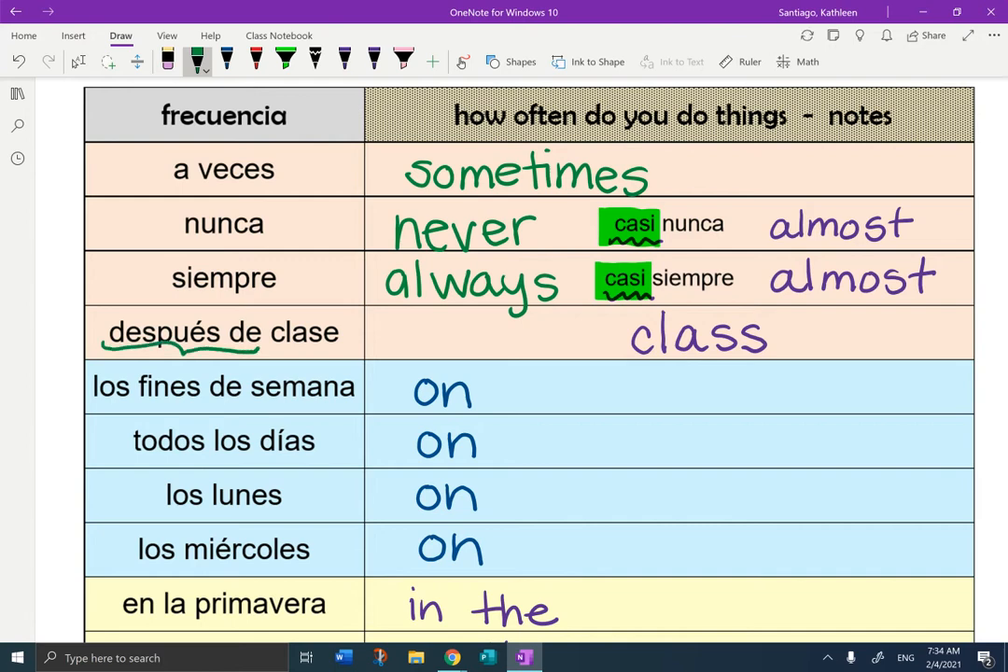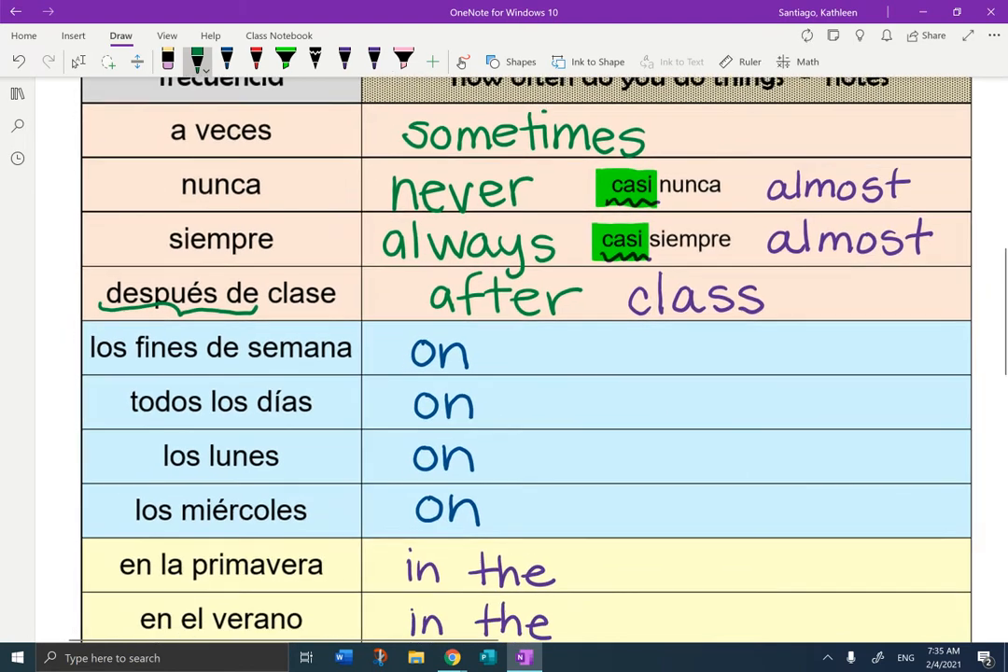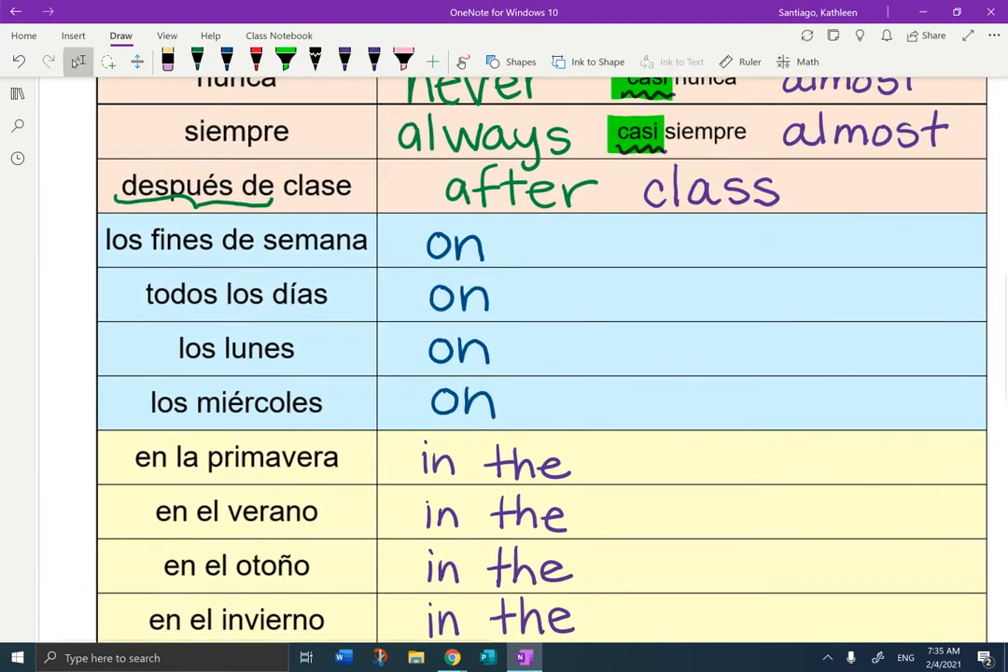Después de clase, well, we know clase is class. Después de is an expression that means after. So después de clase, after class. Después de la escuela, after school. Muy bien. Now, the next section goes back to think about the calendar a little bit.